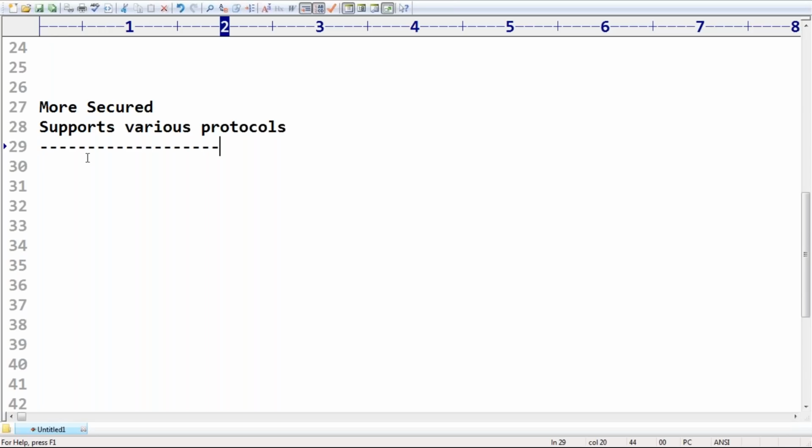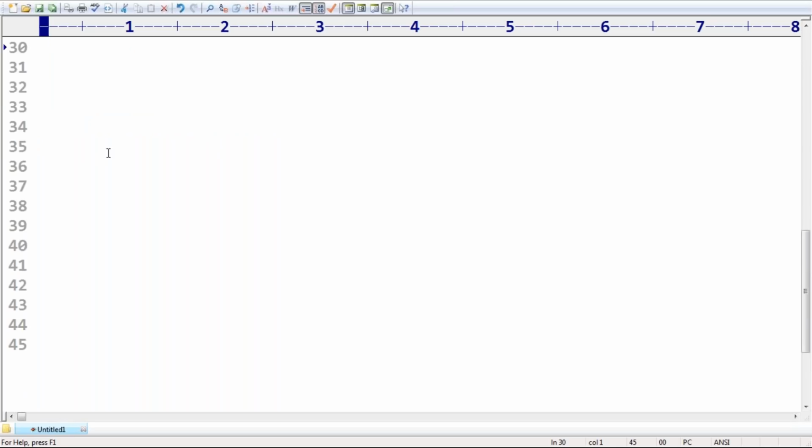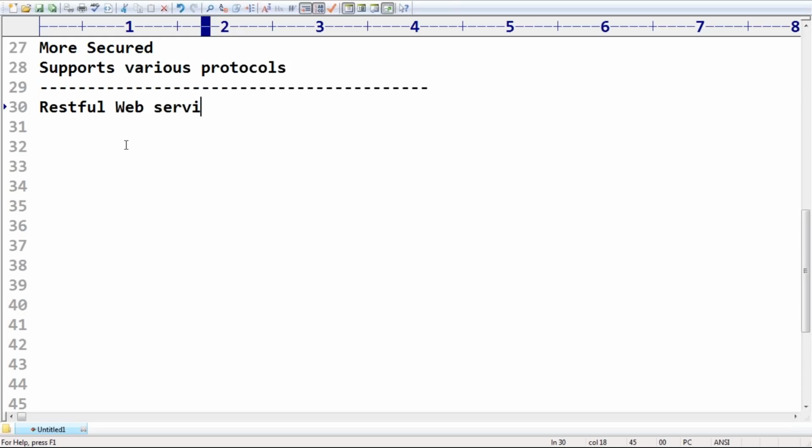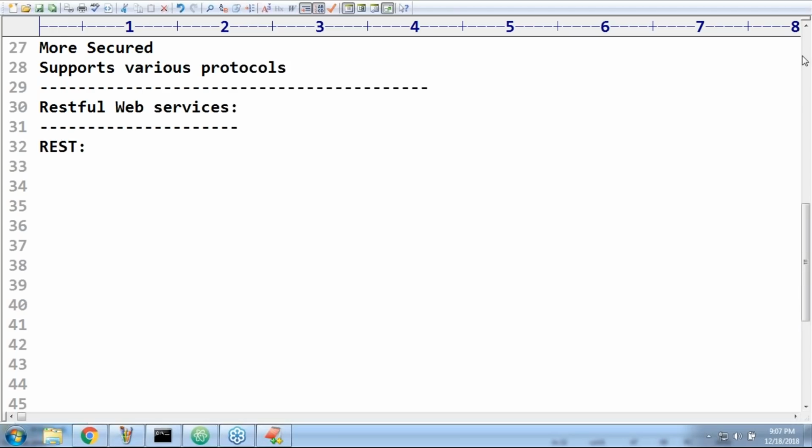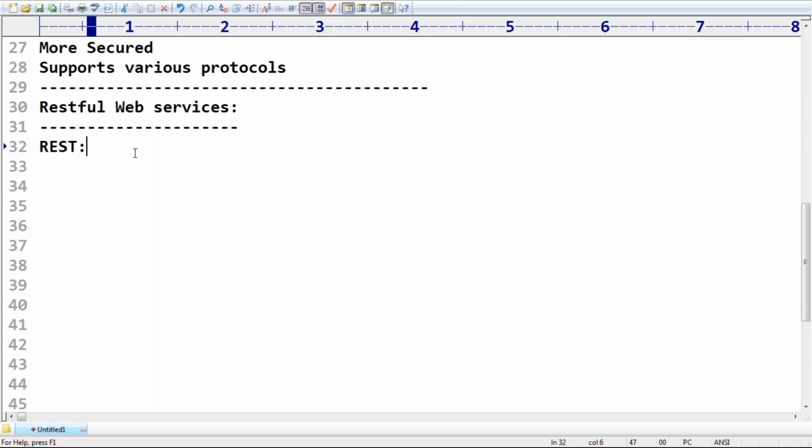RESTful web services, right? So RESTful web services, here just observe that. Sir, can you please tell what is REST? Is there any abbreviation for REST? Remember this one. Representational State Transfer. Observe it very, very carefully, sir. Representational State Transfer. Okay, REST means Representational State Transfer.